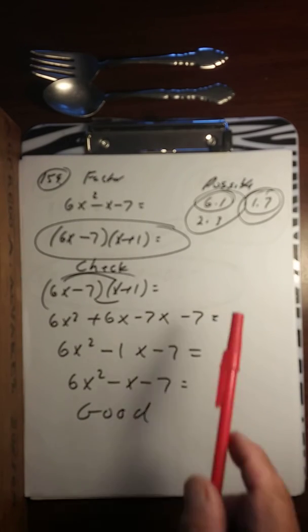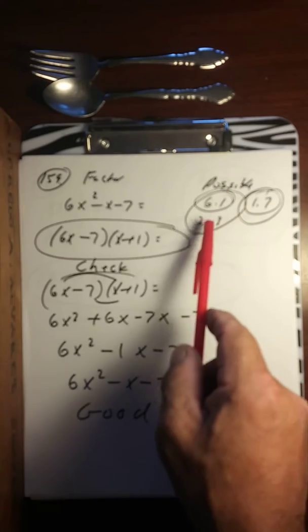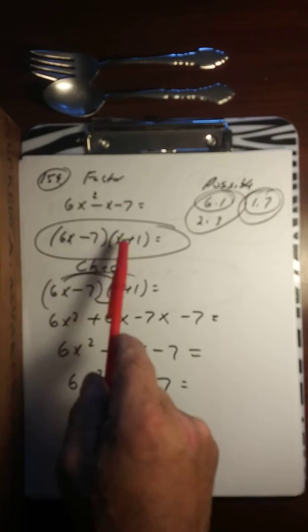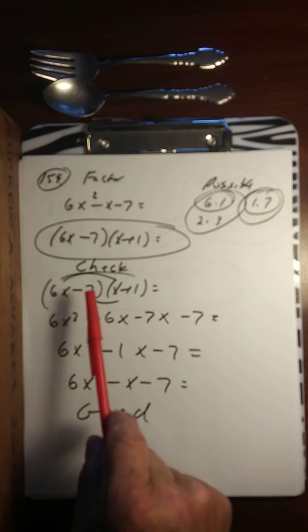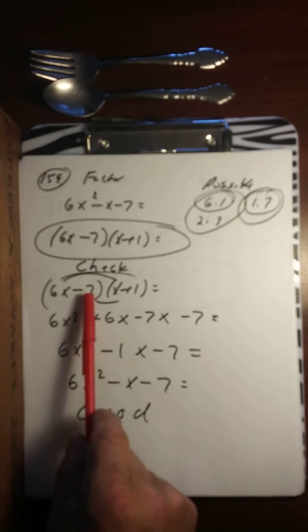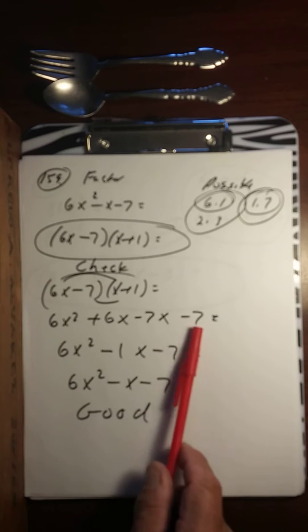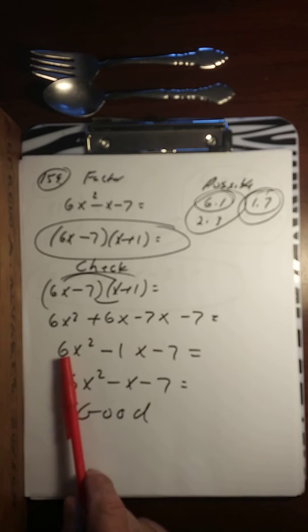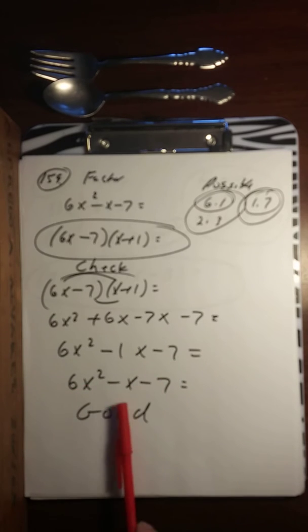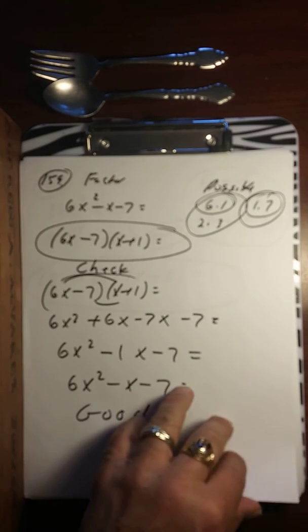This one. It's going to be 6 times 1, 2, and 3, or 1, 7. I'm going to guess these are the numbers. 6x minus 7, x plus 1. So we'll try it, see if it works. So 6 times that is 6x squared. That times that's going to be 6x. That one times x is minus 7x. That was going to be minus 7. So we have 6x squared minus 1x minus 7, or 6x squared minus x minus 7. That's it. Got it.